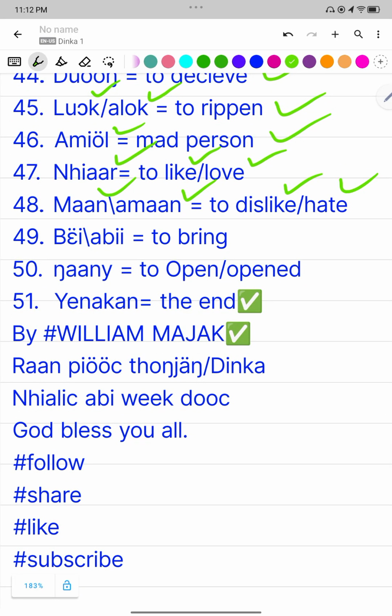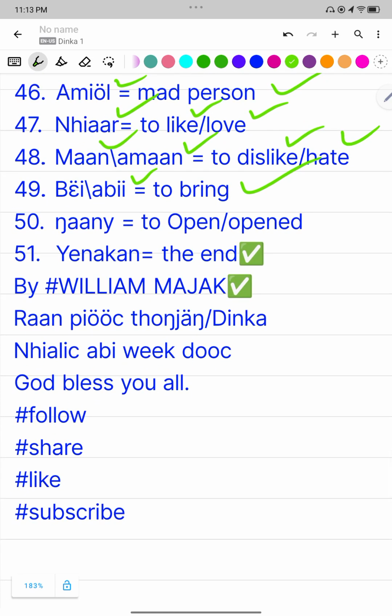Number 49. Bay or a bee means to bring. Bay pew, bring water. Bay cha, bring milk. Bay queen, bring food. You see, guys, very easy.